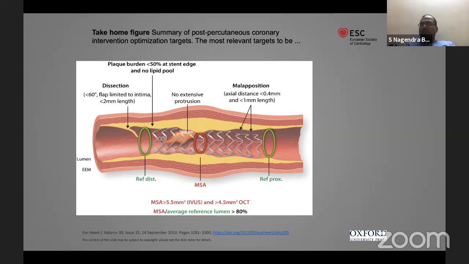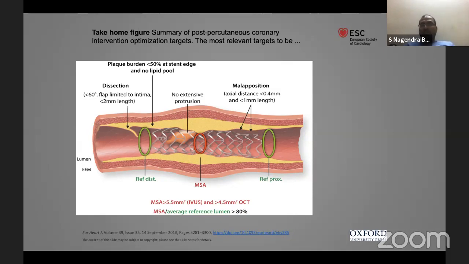Another thing is malapposition. We don't know the exact effect of malapposition, but there is an indirect association with early and late stent thrombosis. So in general, a malapposition distance of more than 0.4 millimeter and a length of more than 1 millimeter needs to be tackled well. Any malapposition seen with IVUS needs to be treated.